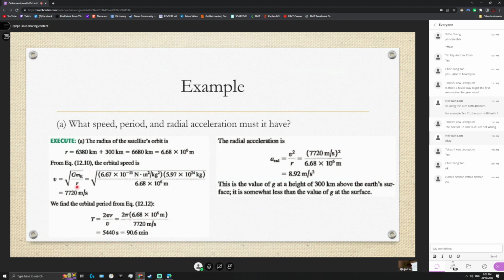Okay, now we have the velocity. And to calculate period, you just take 2 pi r divided by the velocity which you have just found. So this is your period. In other words, it takes 90.6 minutes to go one round.